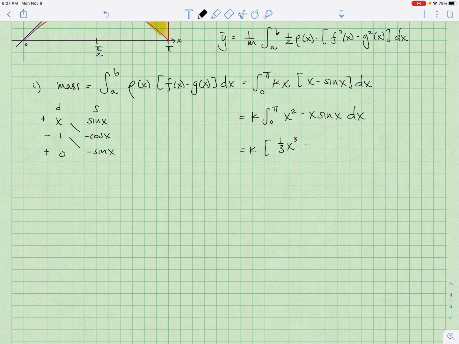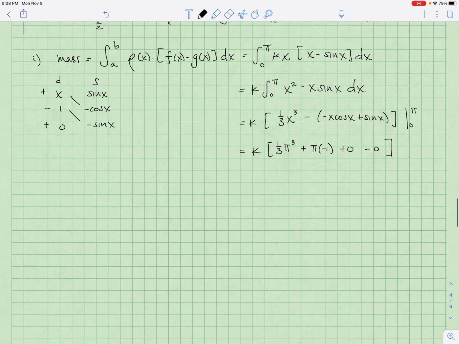And this becomes, let's see, minus x cosine x plus sine x, all evaluated between 0 and pi, and this will become k times 1/3 pi cubed plus pi times negative 1 plus 0, and when we plug in 0, we get 0 for all of our terms. And so this becomes, let's see, let's get a common denominator here. This is k times the quantity pi, let me write that better.